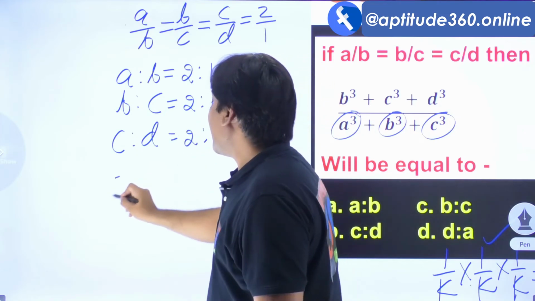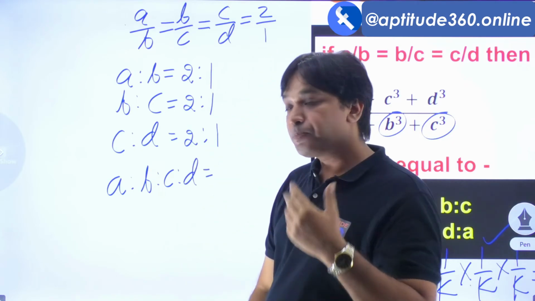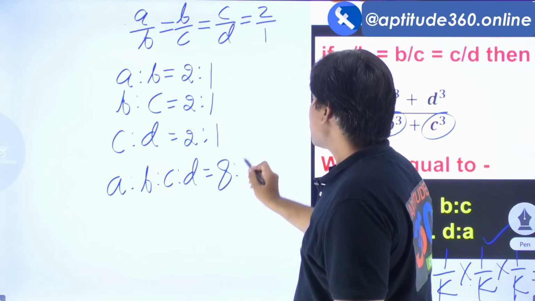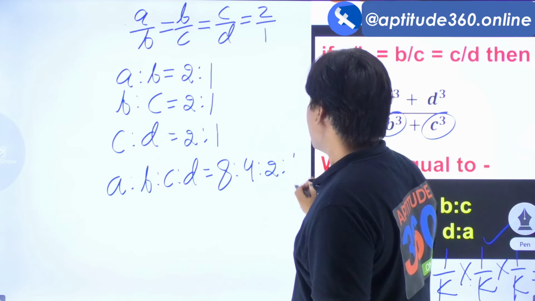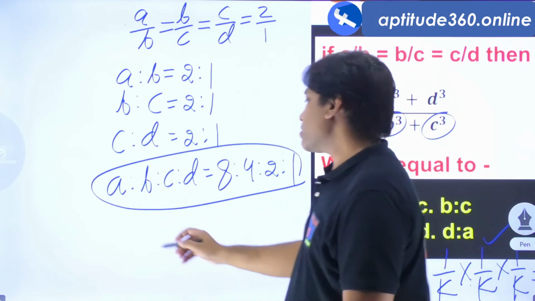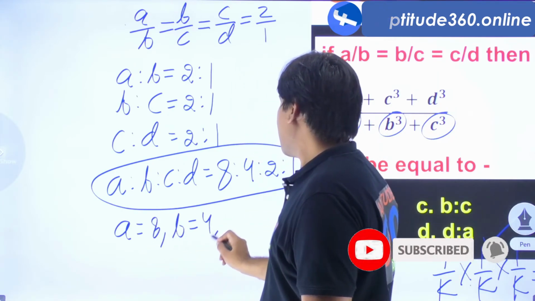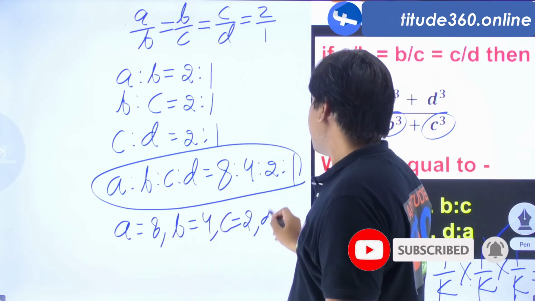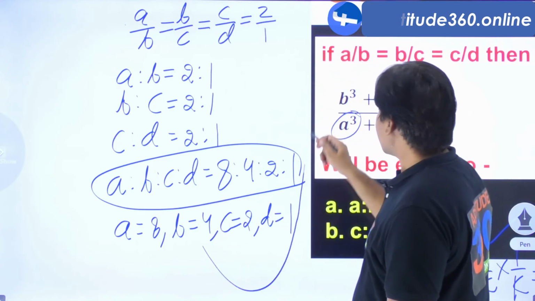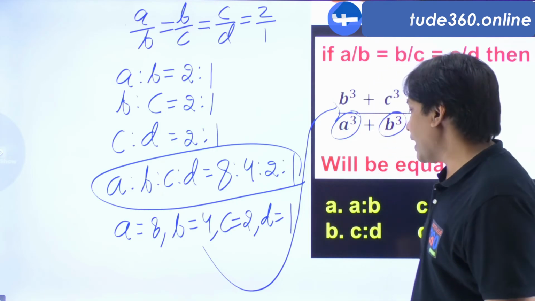Can you write a is to b is to c is to d in one line? That is what you learned in the video number 2. अब आप इसको क्या लिख सकते हो? 8 is to 4 is to 2 is to 1. The moment you have written this, can you start taking a as 8, b as 4, c as 2 and d as 1. और अगर ये वैल्यूज प्लग इन करके देखोगे तब भी आपका आंसर आएगा. करके देख लो, आना चाहिए, आपका पक्का आएगा.